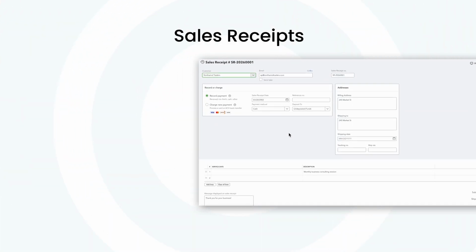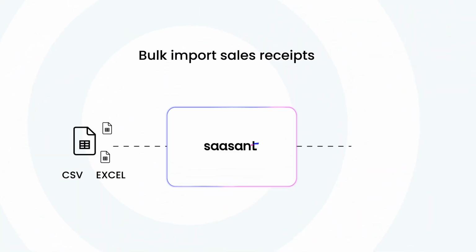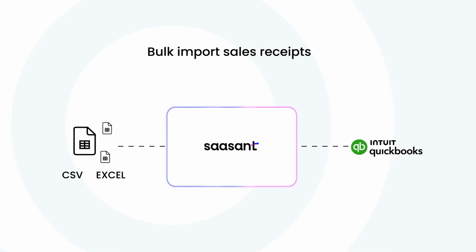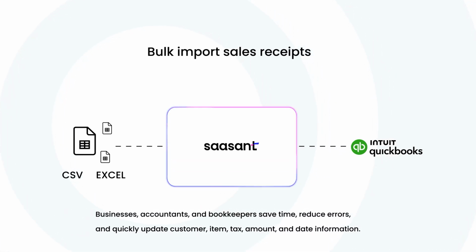Need to import multiple sales receipts into QuickBooks Online without manual entry? SaasAnt Transactions Online lets you bulk import sales receipts using Excel or CSV, helping businesses, accountants, and bookkeepers save time, reduce errors, and quickly update customer, item, tax, amount, and date information.